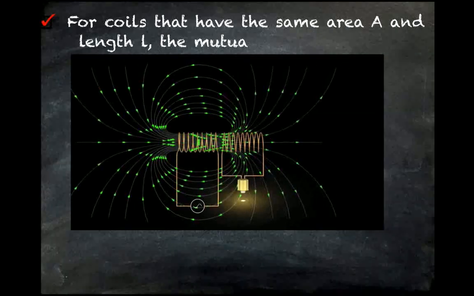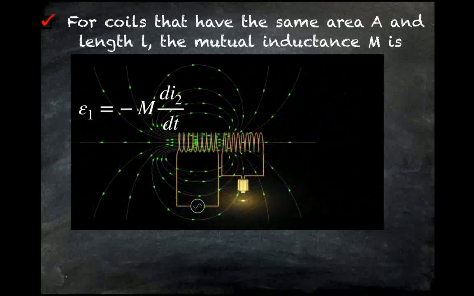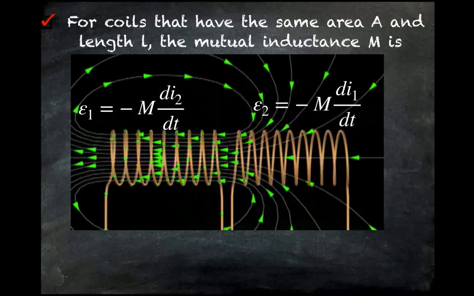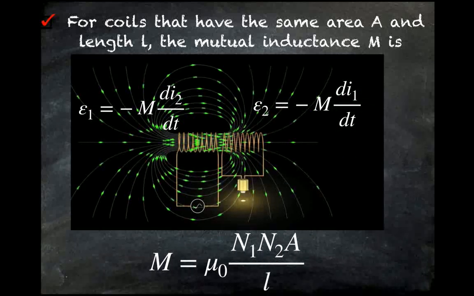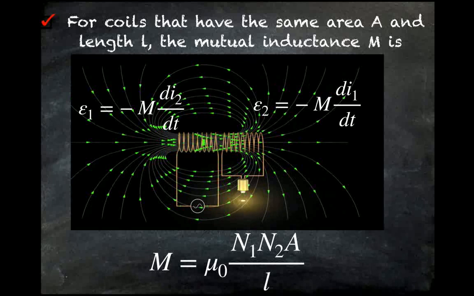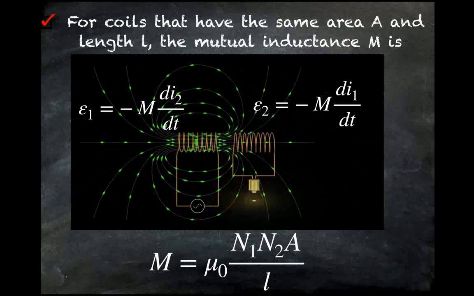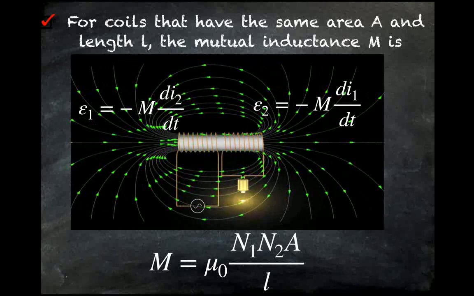Let us highlight some necessary math. When current changes in coil 1, this induces a voltage in coil 2. When current changes in coil 2, this induces a voltage in coil 1. There is, in other words, what we call a mutual inductance that can be shown to be equal to the magnetic permeability mu sub naught times the product between the turns of the two coils, N1 and N2, times their common cross-sectional area, A, divided by their common length, L.